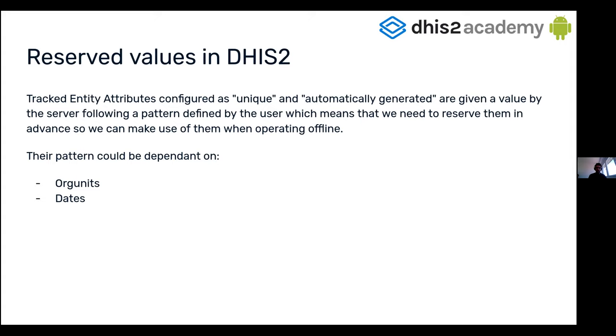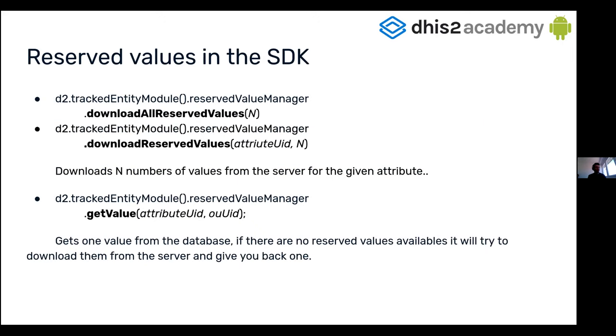But we know that in the mobile device, you can be working offline. So the SDK and the web API have a mechanism to reserve some values. So the backend pre-generates some values for the device. In this way, we guarantee that those values are going to be unique. And this is required to operate offline and to be sure that they are going to be unique. We have to download these values before we go offline. This is automatically done in the Skeleton app and in the app, calling this method.